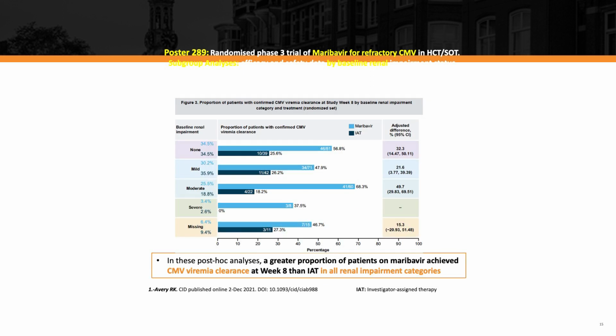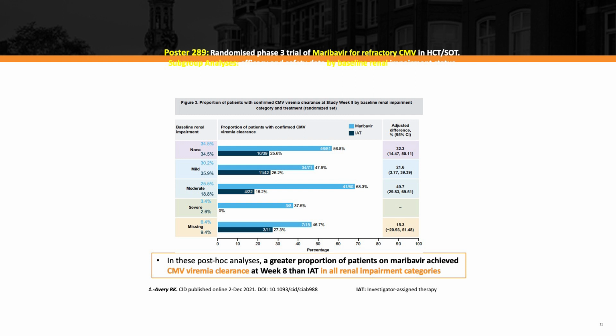Compared to normal renal function, those who have mild or moderate renal deterioration have the same response rate as those without any renal dysfunction, and this was statistically significant. But for those with severe renal impairment, the numbers are quite low. There's a big difference, with maribavir clearing the virus much more than the standard treatment, but due to the lower numbers, it's not statistically significant.